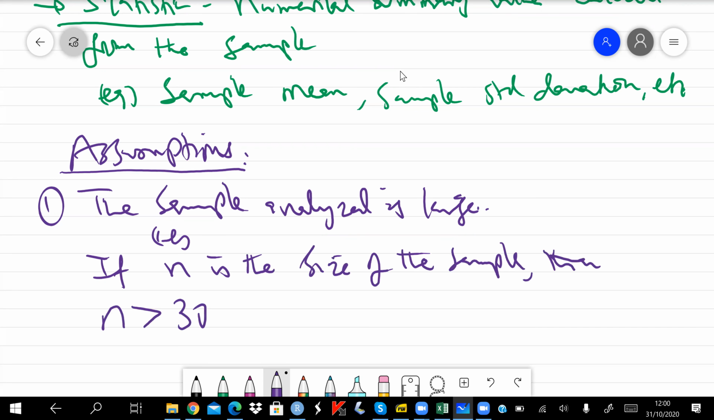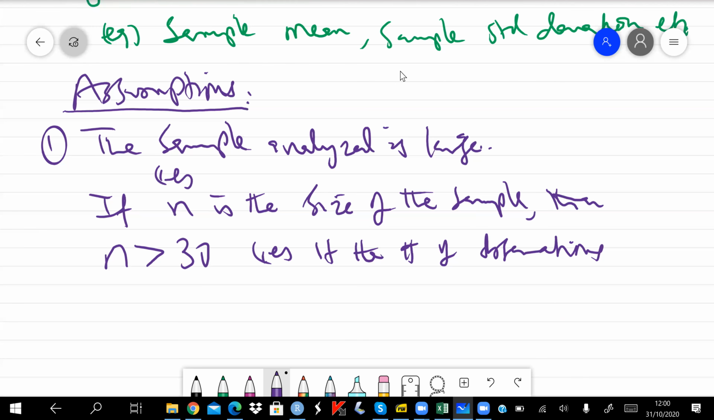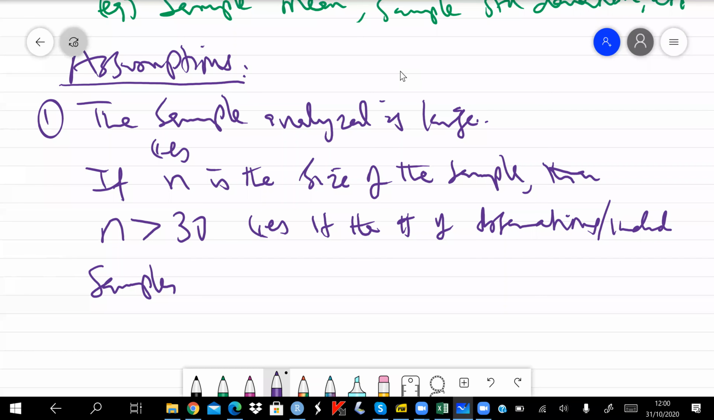If the number of observations sampled, or the number of individuals, or elements sampled, is more than 30, that's what we call a large sample. So we shall be assuming a large sample all the time. You will see the reason a little bit later.